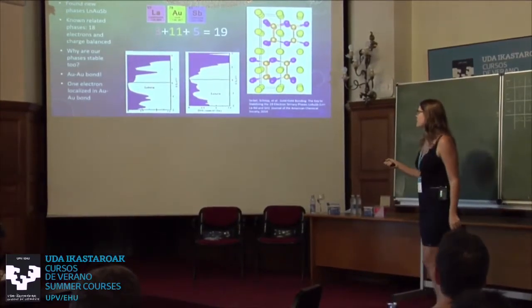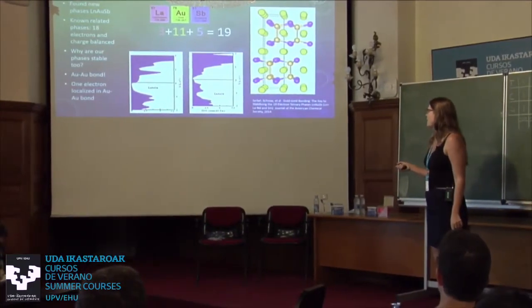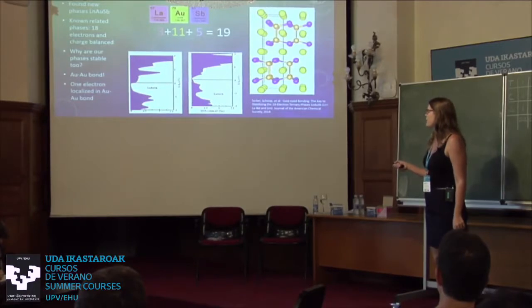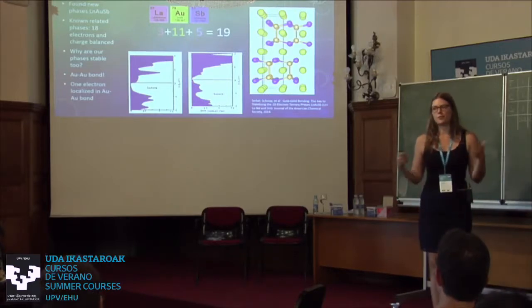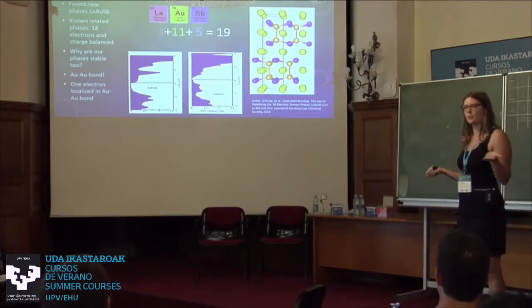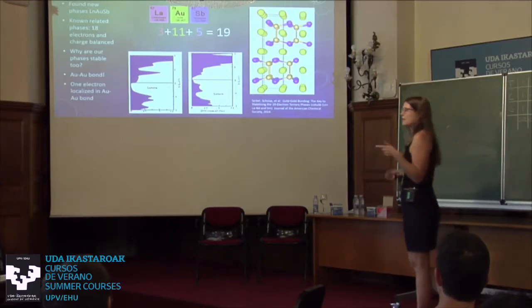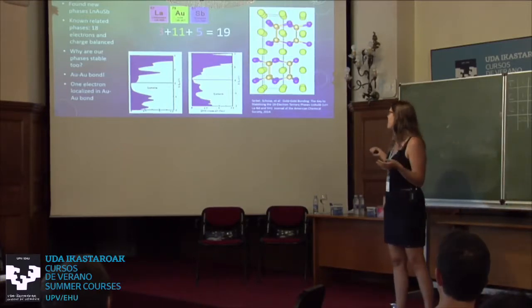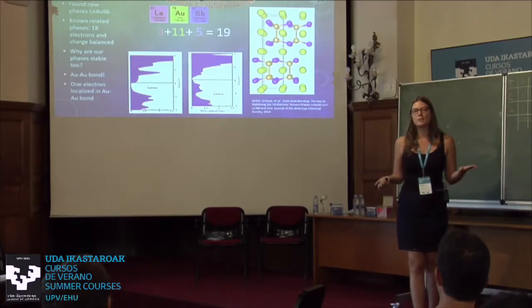And so actually, if you calculate the density of states of lanthanum gold tin, which would be the one with 18 electrons, and compare it to the one of lanthanum gold antimony, you see both of them, the Fermi level falls in a pseudo gap, so both of them are charge balanced compounds. Okay, so this tells us that there can be bonds in crystal structures and we still have something charge balanced.